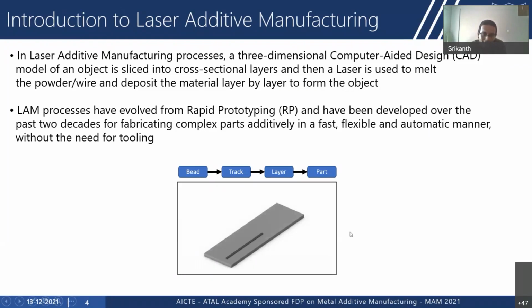So I'm just illustrating that. Multiple beads, when you deposit them, lead to a track. Multiple tracks will lead to a layer, and multiple layers lead to a part. Okay, so this is the hierarchy.